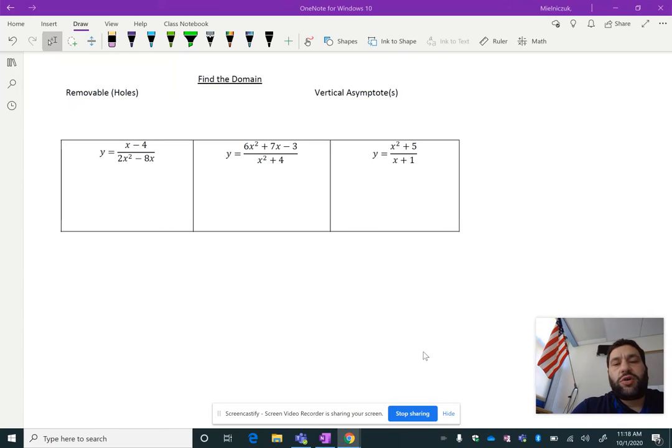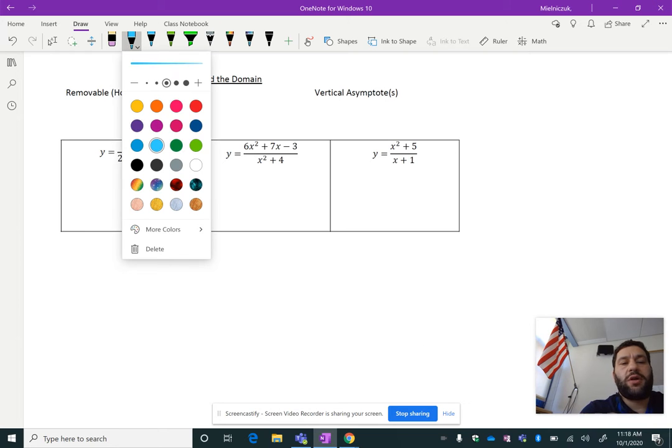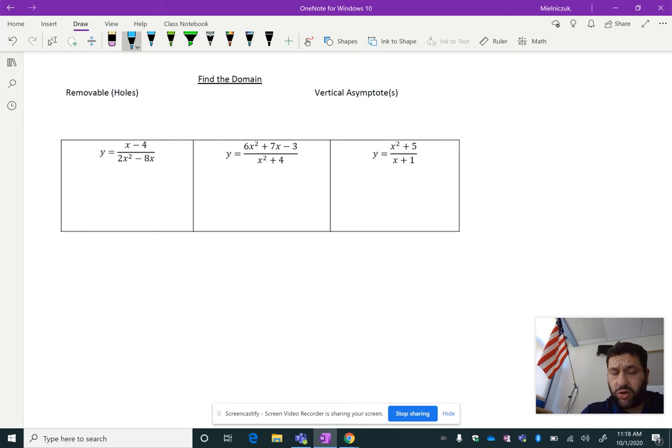All right, before we start looking at graphing rational functions, I want to quickly review a couple of the concepts we've been going over within domain. So there's two things we've been looking at within domain. We've been looking at removable holes and vertical asymptotes.